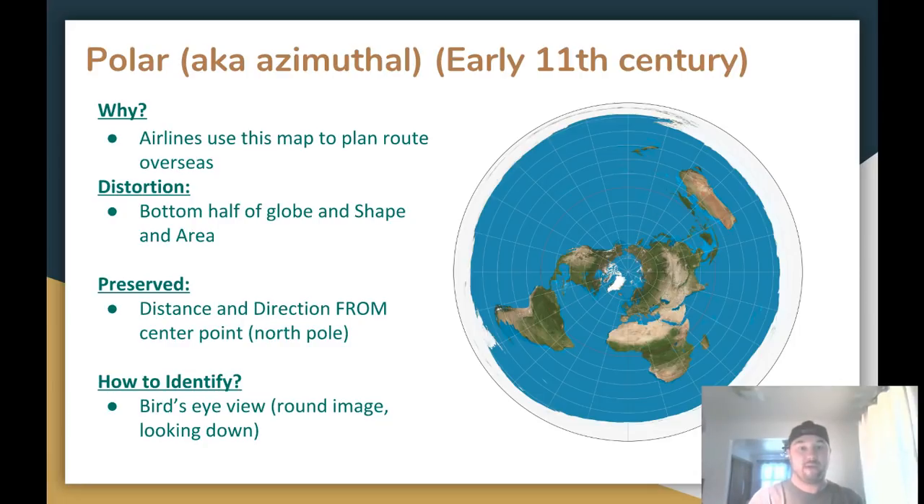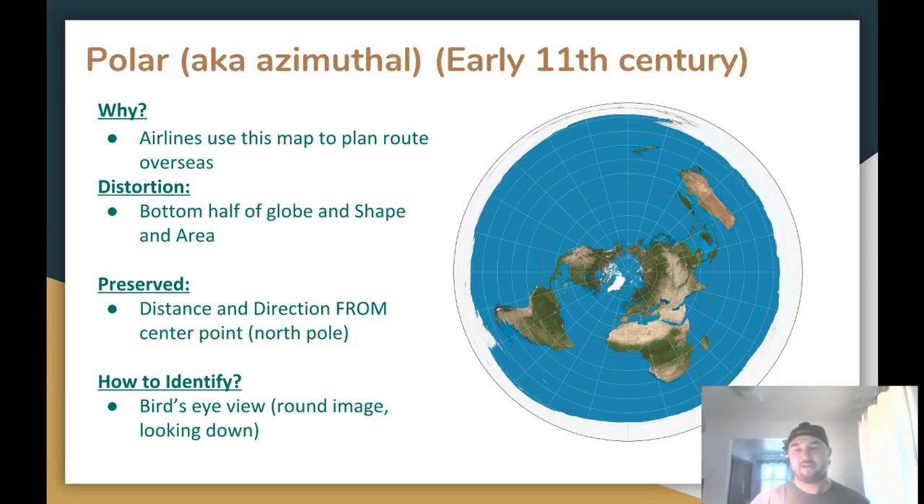It does not matter which way it is. This is also called the azimuthal kind of projection as well. But basically it's a bird's eye view. Airlines use this a lot because going from the United States, you're not actually going to go all the way over here this way. You're just going to go from the United States up over the North Pole into Russia if that's where your destination was.